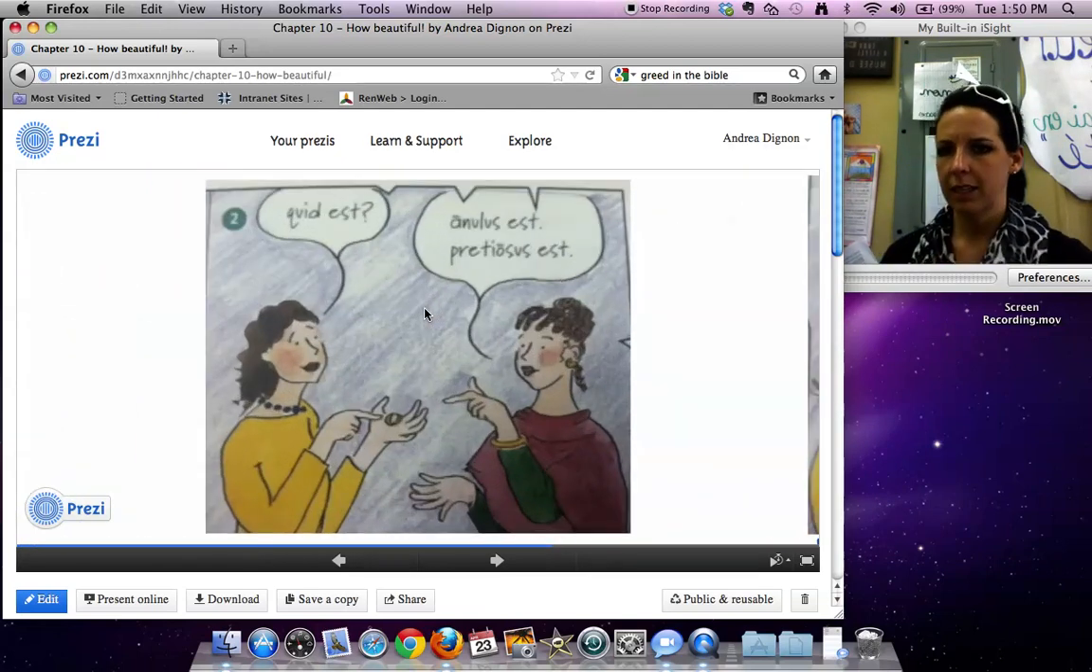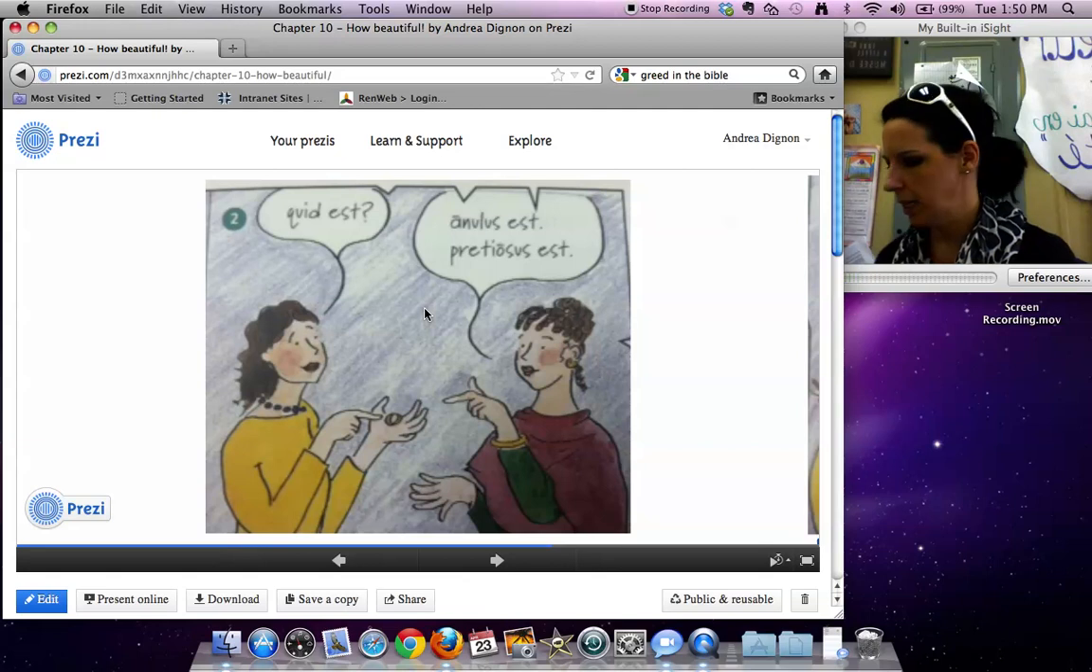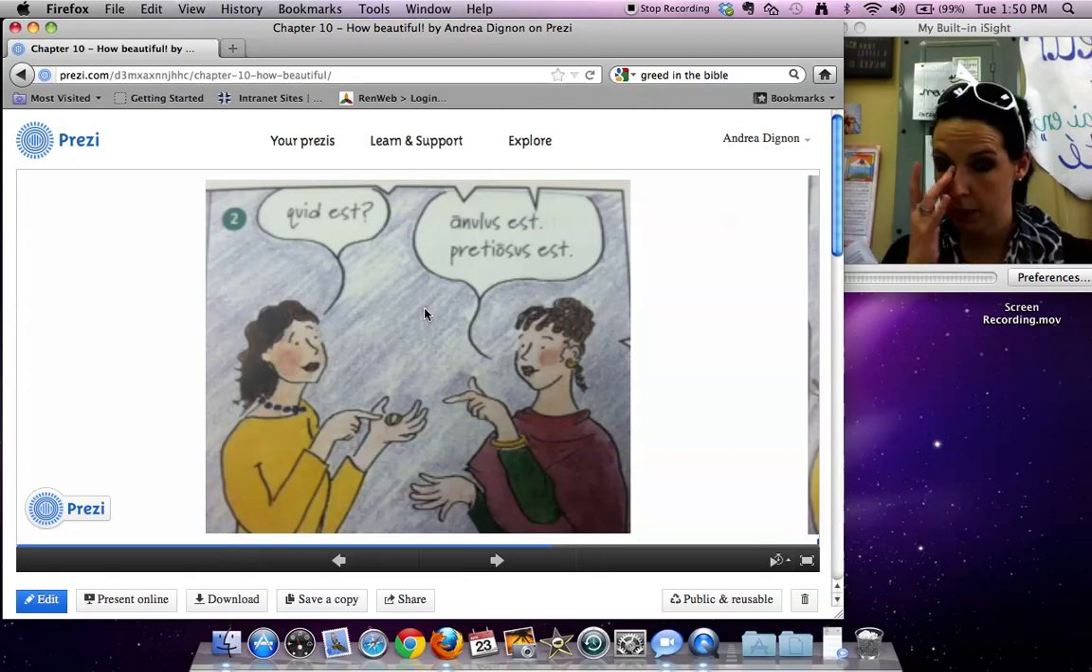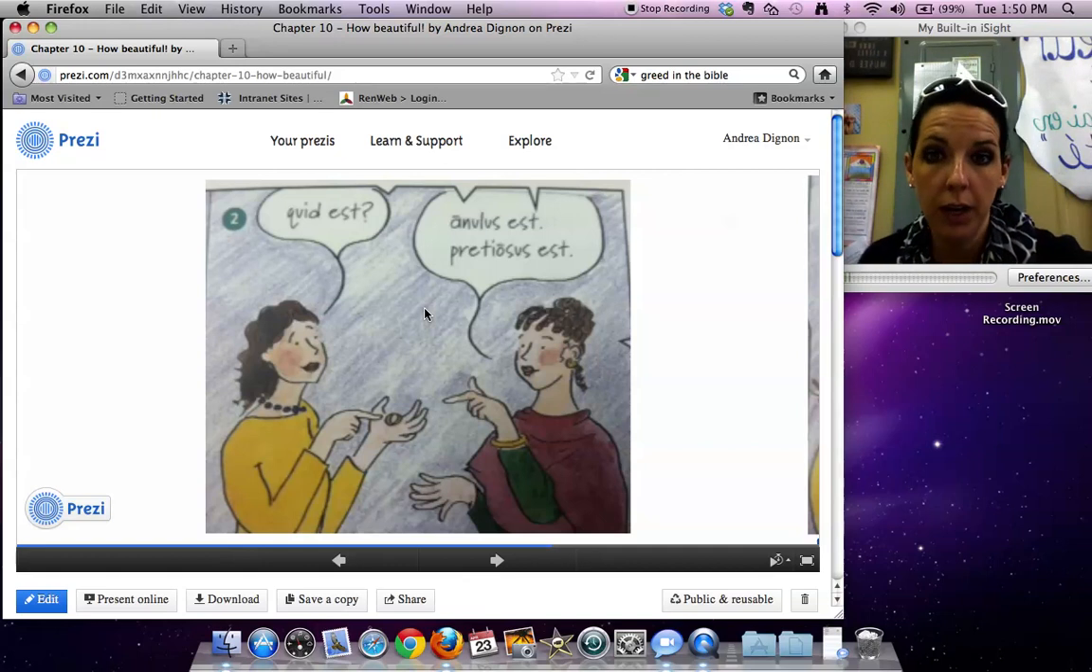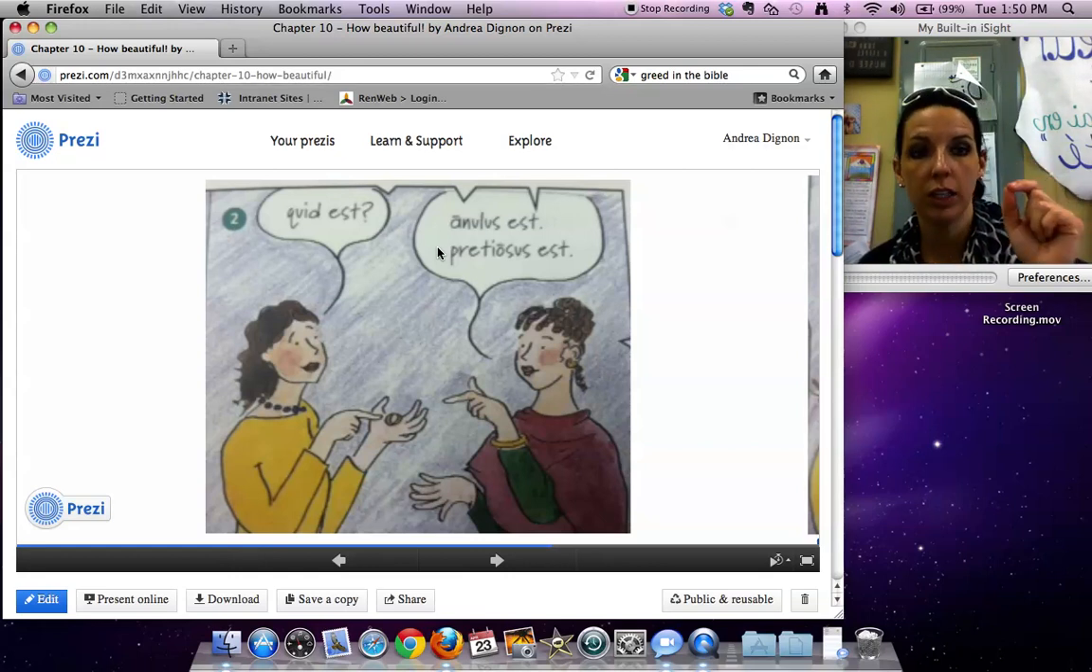Quid est? Flavia asks Lepidina. Quid est? And Lepidina replies by saying, Annulus est. Annulus est. Pretiosus est. Okay, so two sentences here. If we were to take those two sentences and put those together, what would be a good conjunction word to put those two together? Annulus est. Pretiosus est. Okay, we could put that sentence together easy and have something together very quickly.